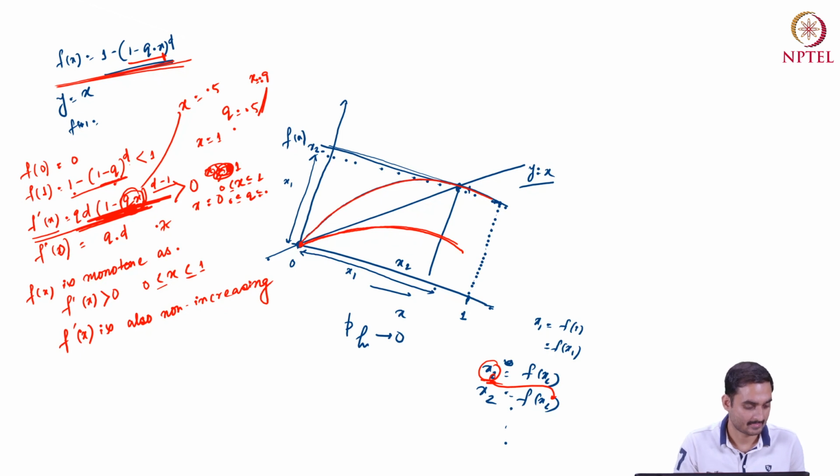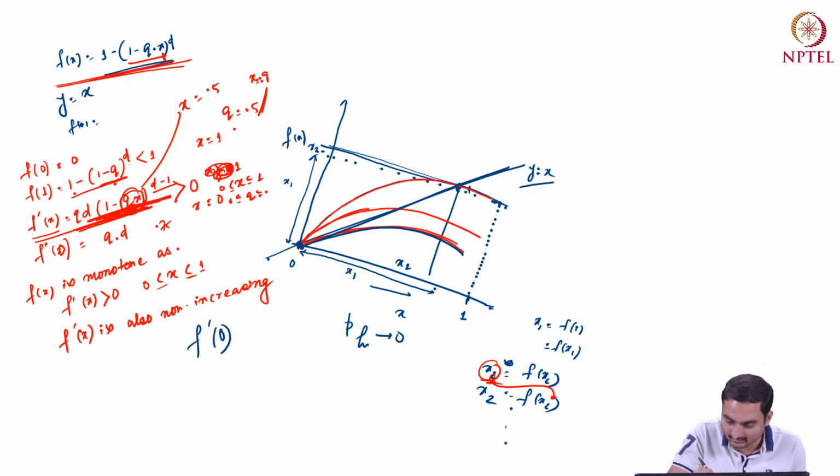So you can expect like this, right? But it may also look like this. So what is the condition by which we can say that this curve would be below this one? Okay? What is the condition? The condition would be at f dash 0 at this point, right? The slope should be less than 1.